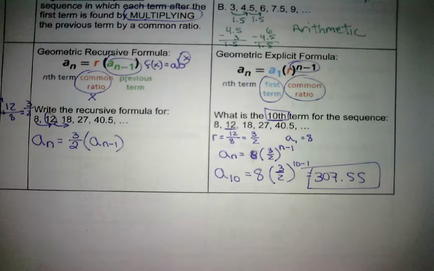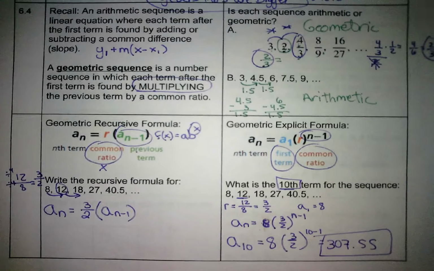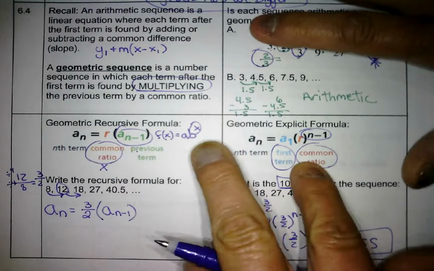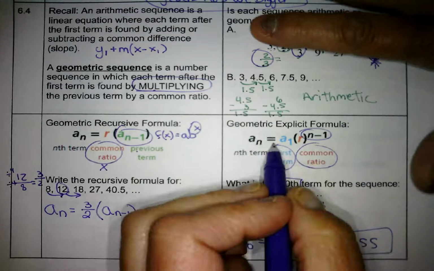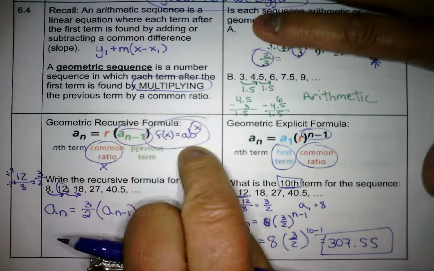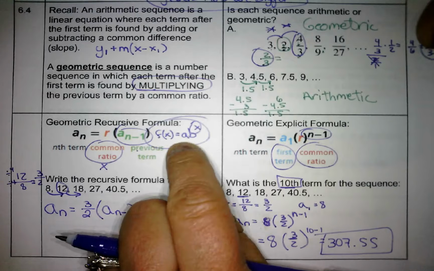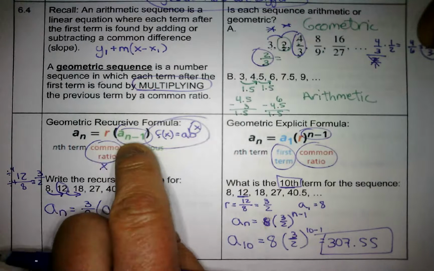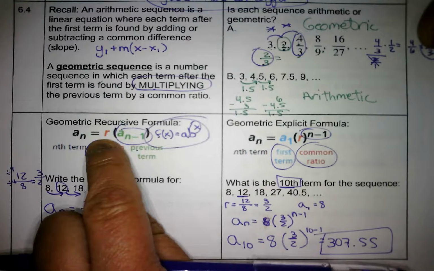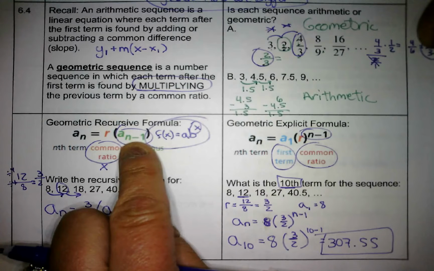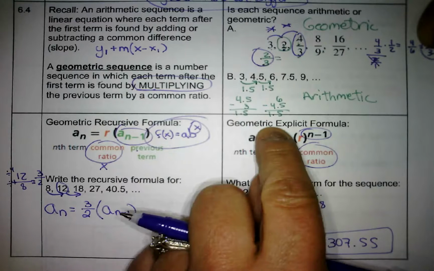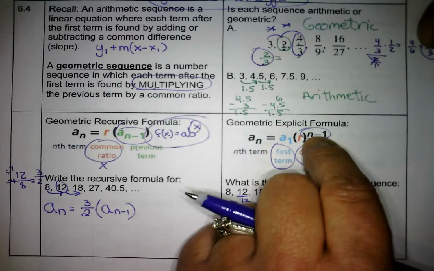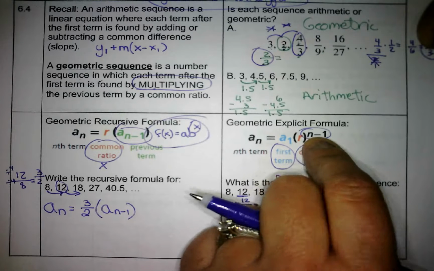So that's it for chapter 6. It is important that you remember these formulas. The recursive formula is always the rate multiplied by the term before. The explicit formula is the first term times the rate raised to the term number before the one you're looking for.